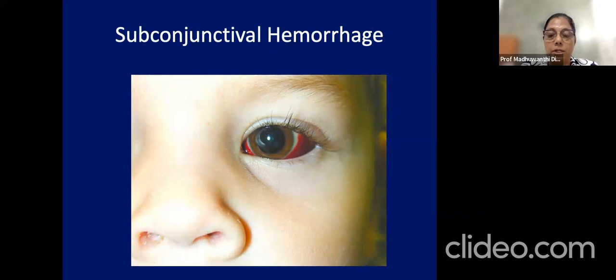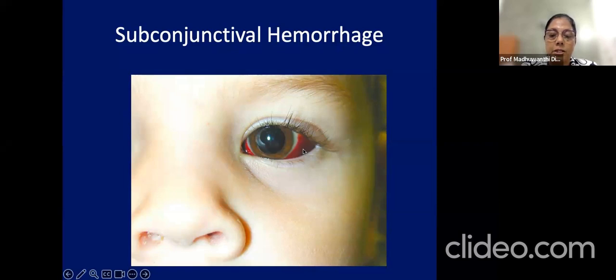It may be due to injury. It may be due to different other reasons, including increase in intraocular pressure or uncontrolled hypertension, or even sneezing, coughing. Any of these can cause rupture of the subconjunctival vessels.